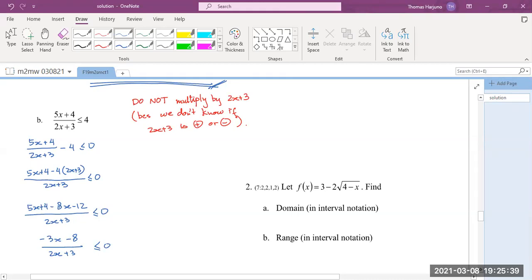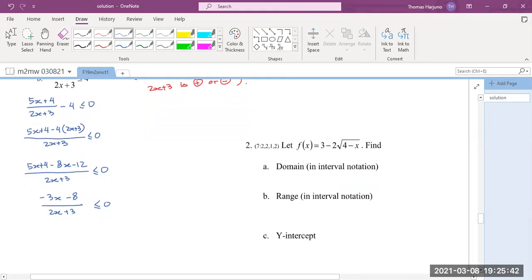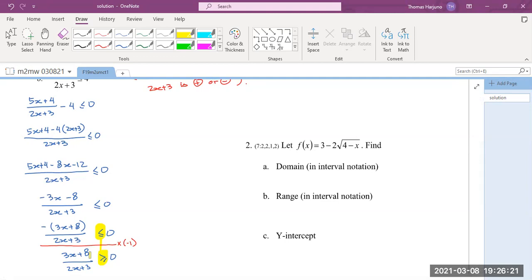Actually, if you want to factor the negative and then divide both sides by negative, that will do. Okay, let me do that. So I factor the negative and then divide both sides by negative. I will get 3x plus 8 over 2x plus 3 greater than or equal to 0 because I divide by negative 1. That's why I reverse the inequality sign. Now, what happens if I don't do that, Thomas? Will I get the same result? You will get the same result. Don't worry.